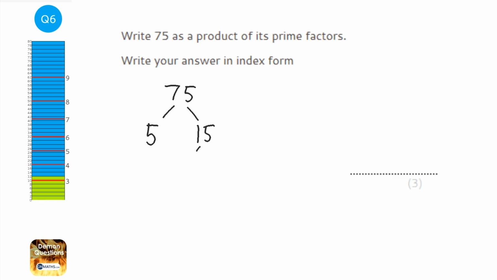Then I'm going to split that 15 up. That 5 is a prime number, so we can stop there. So 15 is 3 times 5. Now both 3 and 5 are prime numbers, so we stop there.